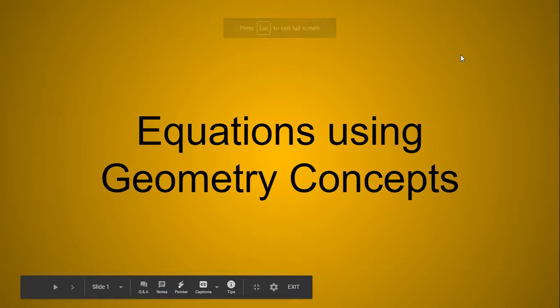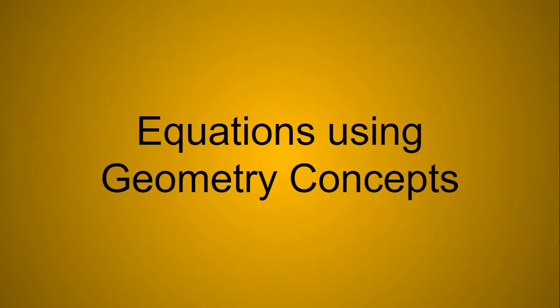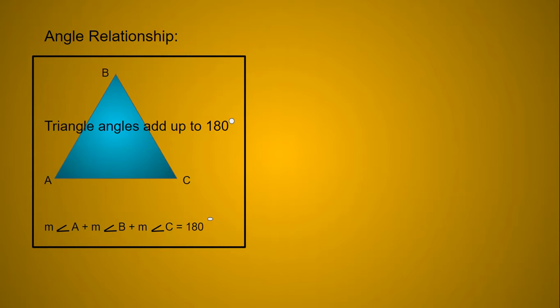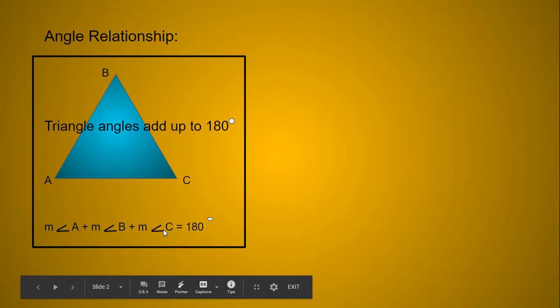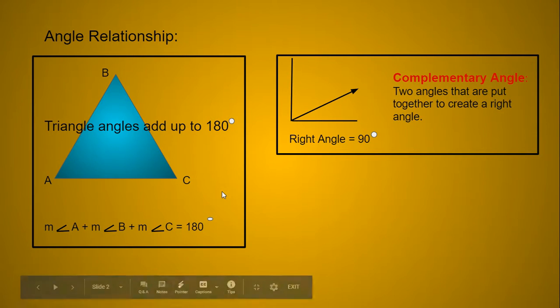All right, today we're looking at equations using geometry concepts, mainly with triangles and angle relationships. So first with our triangles, triangle angles all add up to 180 degrees. So you have triangle ABC, and the measure of angle A plus the measure of angle B plus the measure of angle C all equal 180 degrees. And that's for all triangles.